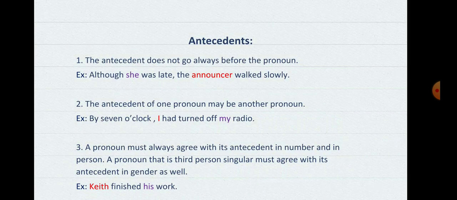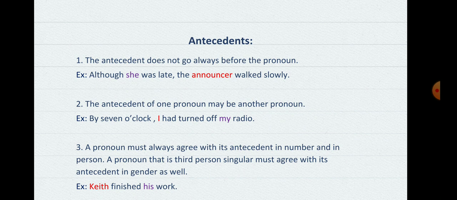There's a couple of things that you need to keep in mind for antecedents. The first one is that the antecedent does not always go before the pronoun. It can go before or after the pronoun. Example: Although she was late, the announcer walked slowly. What is the pronoun in that sentence? The pronoun is she. And she is referring to who? To the announcer. So announcer is the antecedent.